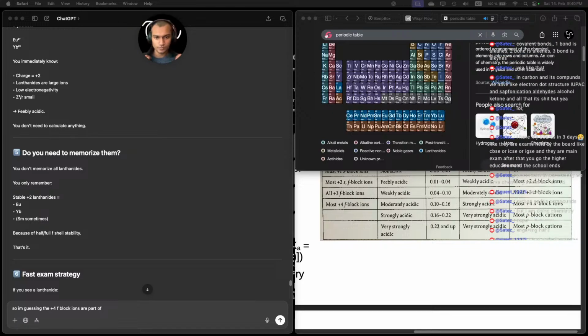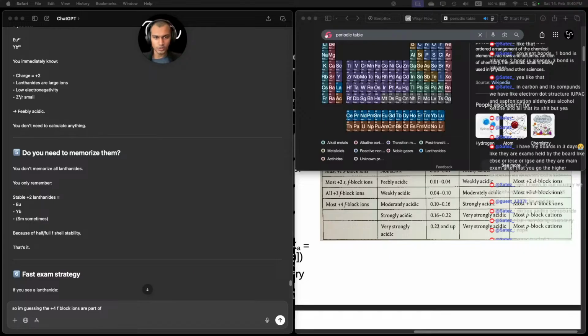6 minutes. Covalent bonds. One bond is alkanes, two bonds is alkenes, three bonds is alkynes. Okay, yeah, that's correct. Then there's like two types of bonds, right? Covalent bonds and ionic bonds. I recently looked up the difference between covalent and ionic.